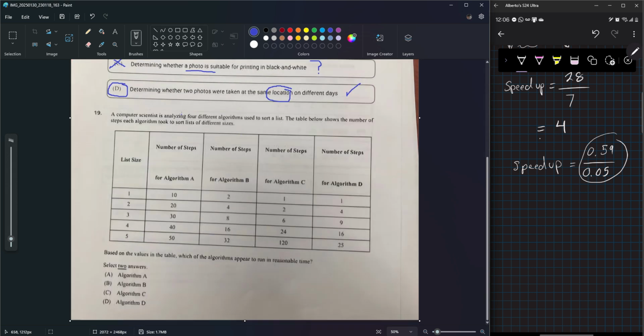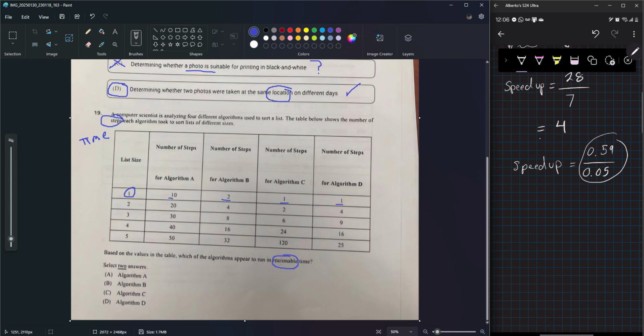Then a computer scientist is analyzing 4 different algorithms used to sort a list. The table shows the number of steps each algorithm took to sort. So we're looking at the amount of steps. You could think of this as time. So how long did they take? So for a list of 1, this one took 10 seconds, this one took 2 seconds, this one took 1 second, and this one took 1 second. That's how you can look at it. So based on the values of the table, which of the following algorithms appears to run in reasonable time?